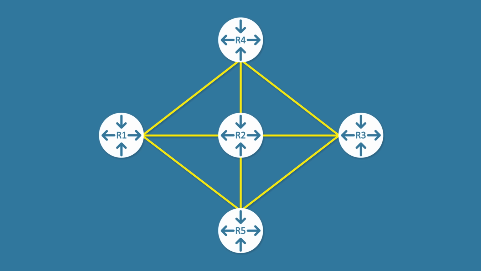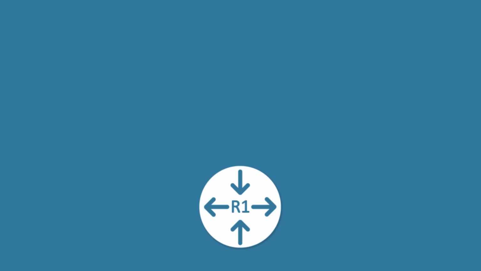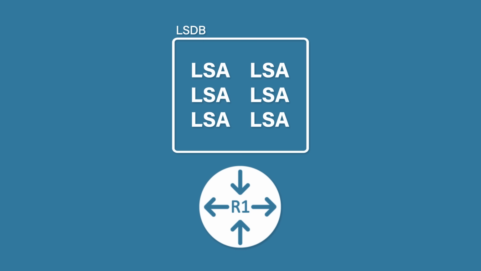Once all LSAs have been flooded, OSPF keeps all of this information in a link state database. This is also known as an LSDB. The goal here is to have each router with the same information in their LSDBs. So that's the general goal of OSPF.